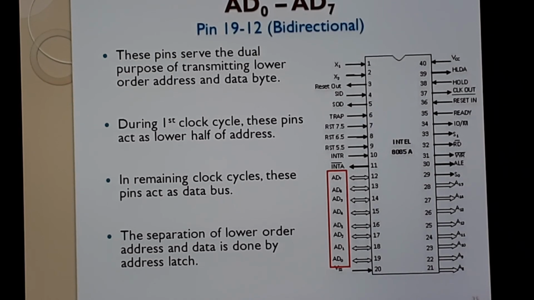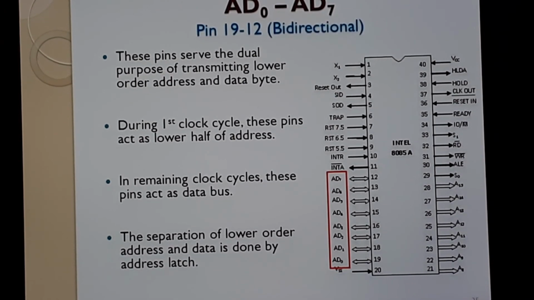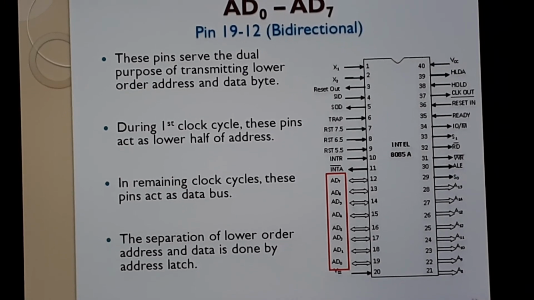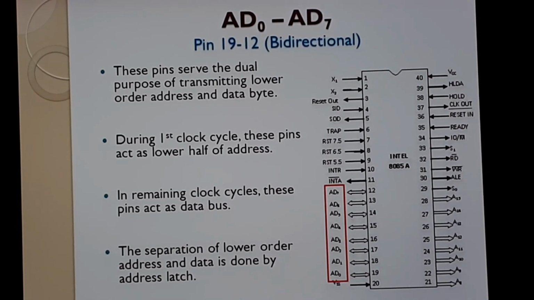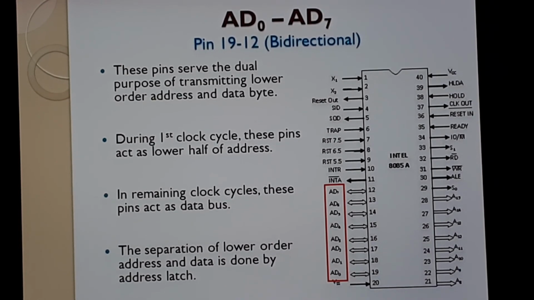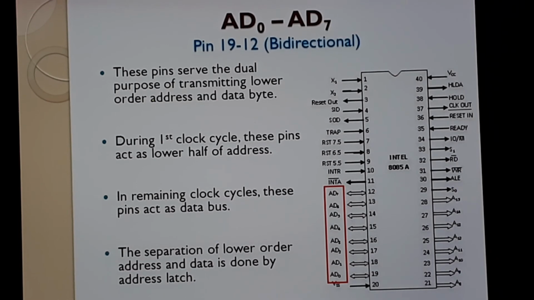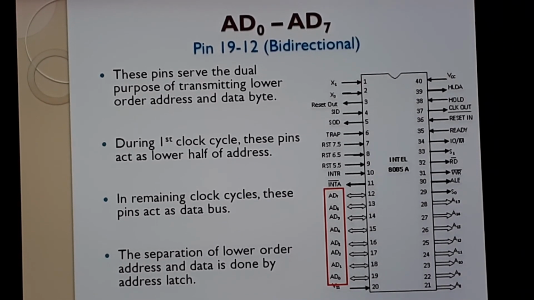Now if you go to the right hand side, pin number 21 to pin number 28 stand for A8 to A15, which are only address bus pins. Hence it is unidirectional. The earlier ones are bidirectional, why? Because they contain address as well as data. Those are only A pins, so they contain only address bus pins, and hence it is said to be unidirectional.